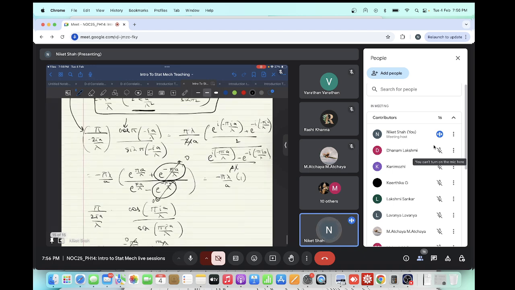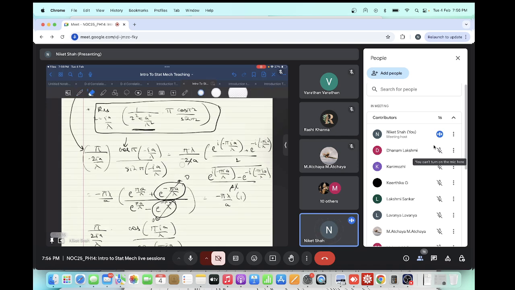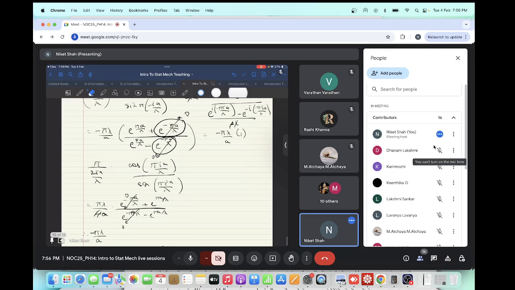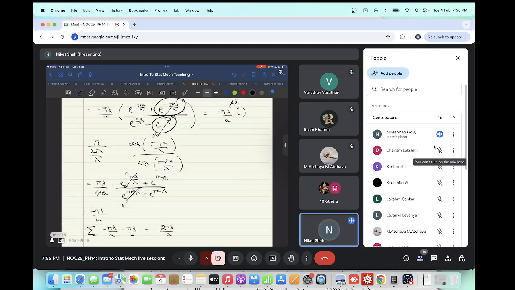Oh, my bad. There is a 2 which stays here, which I actually removed. The 2 here actually stays. If I'm seeing the calculation properly, there will be a 2 here. Only the i will go away, yes. So this is actually minus pi lambda by 2a. So this is just pi lambda by a.